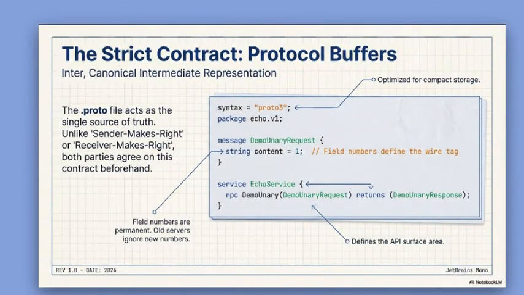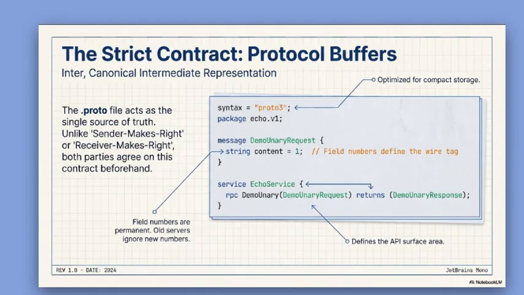Which brings us to the strict contract. The next slide focuses on the .proto file. I mean, in the REST world, things can be pretty loose, right? I can send you a JSON file with extra fields, and maybe you just ignore them. Right. We call that sender makes right, or receiver makes right. It's flexible, but it gets messy. If I send you a date in a format you didn't expect, your app might crash. Or if you rename a field and forget to tell me, everything just breaks.